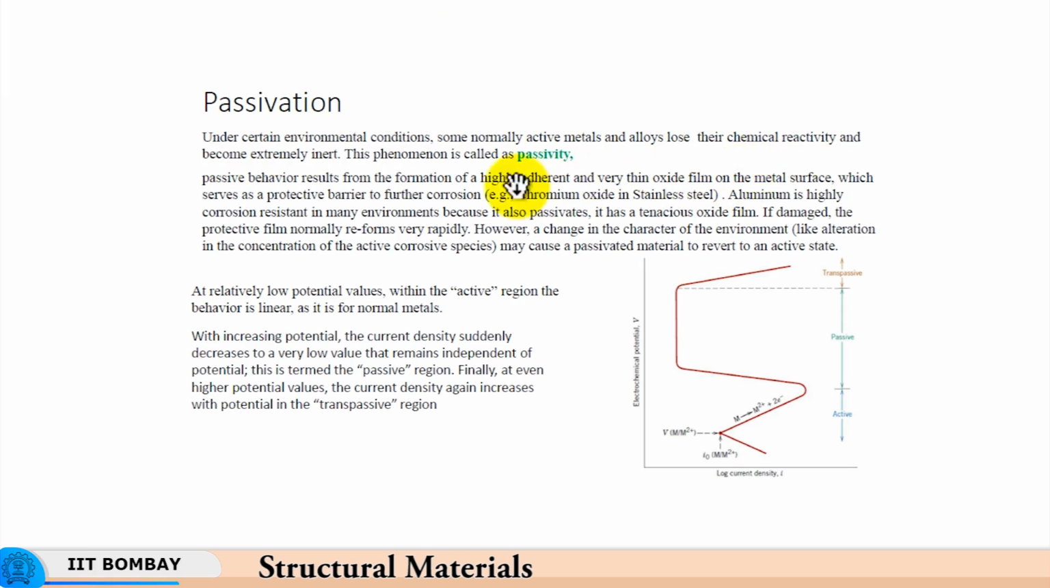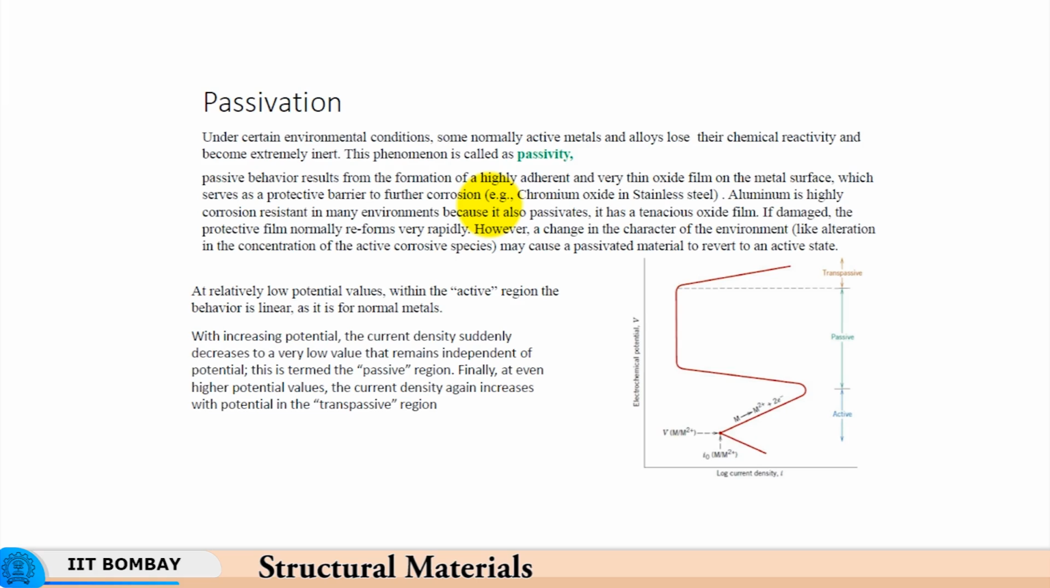So, some normally active metals and alloys lose their chemical reactivity and become extremely inert, and this is called passivity. Passive behavior results from the formation of highly adherent and very thin oxide film on the metal surface, which serves as a protective barrier to further corrosion. So, even if that film is removed by some means, a new film forms immediately.